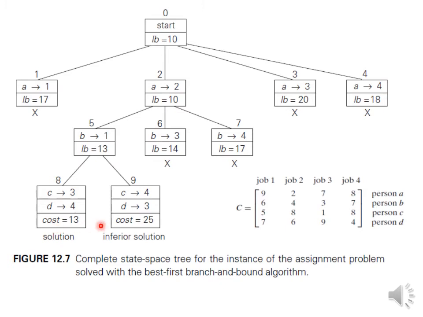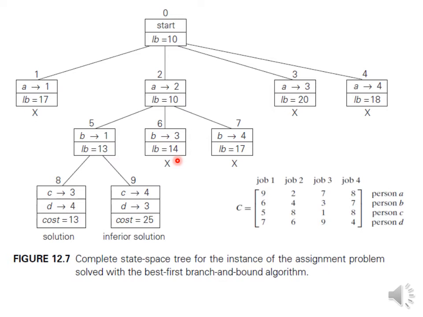So among these two solutions, one is 13, one is 25. Now what we are supposed to do is look at the unexplored nodes here, 6 and 7. You need to see whether node 6 will lead you to a better solution than this solution, that is 13. Observe that the solution we have got so far costs 13. For node 6, the lower bound is 14.